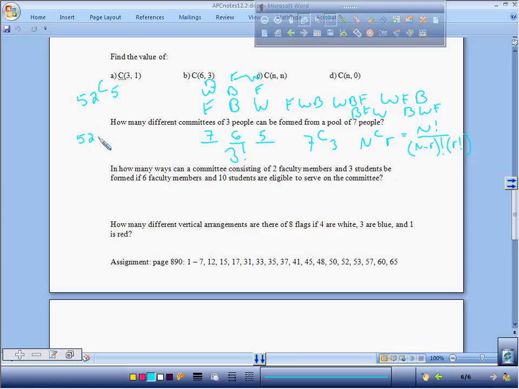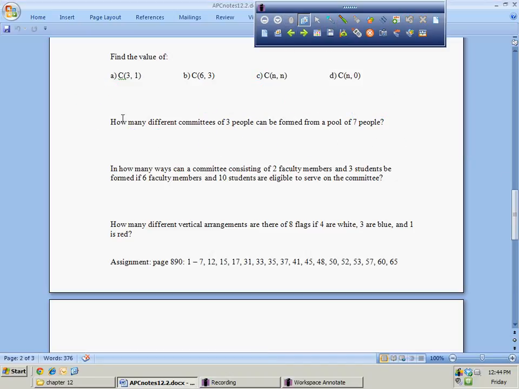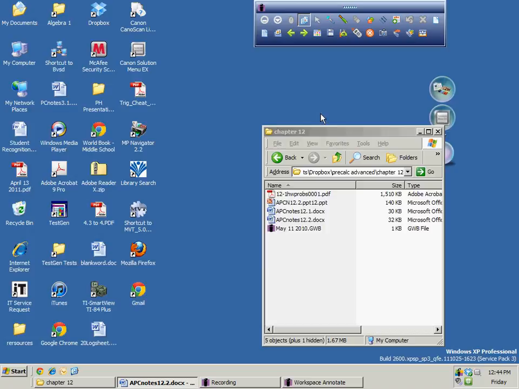So it'd be 52 times 51 times 50 times 49 times 48 divided by 5 factorial. Okay? That's what that would look like. So that's how many different card hands you could have. If someone can figure that out, you could do that on your calculator. Let's do it on our calculator. Your calculator will do stuff like that for you.